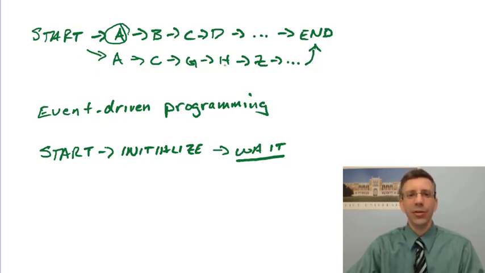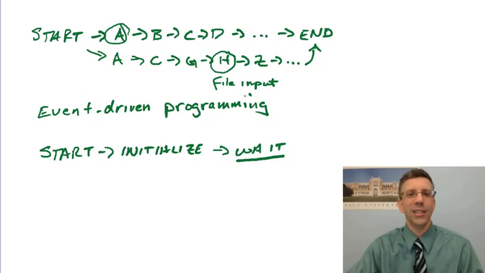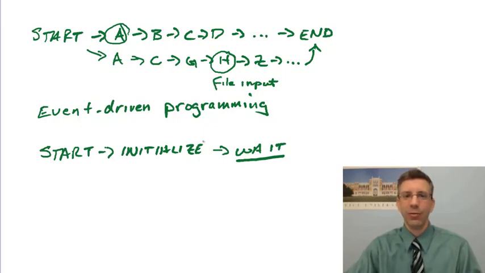Now that doesn't mean that you can't wait up here. So imagine, block H here is looking for some sort of file input. So maybe it's waiting for you to type the name of a file in so it can read the file and then execute block C and move on from there, right? The difference is block H is waiting for a specific input. I'm waiting for you to type a file name. Down here, I'm not waiting for anything in particular. I'm just waiting. So any event can occur and I will respond to it.